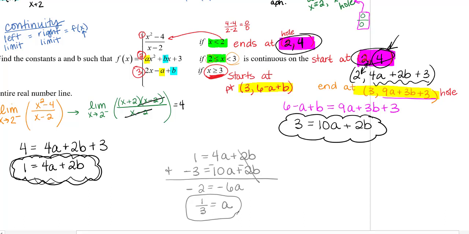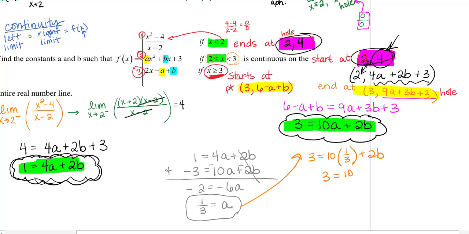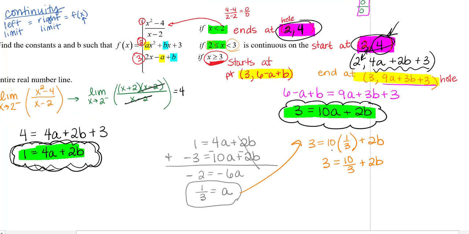So if a is 1/3, you can go back to either one of those green equations and put your a back in to solve for b. So I'll just go up here. So 3 equals 10 times a plus 2b. 3 equals 10/3 plus 2b. So I can subtract 10/3. So 9/3 minus 10/3 gives me negative 1/3. Divide by 2. And there I have it.